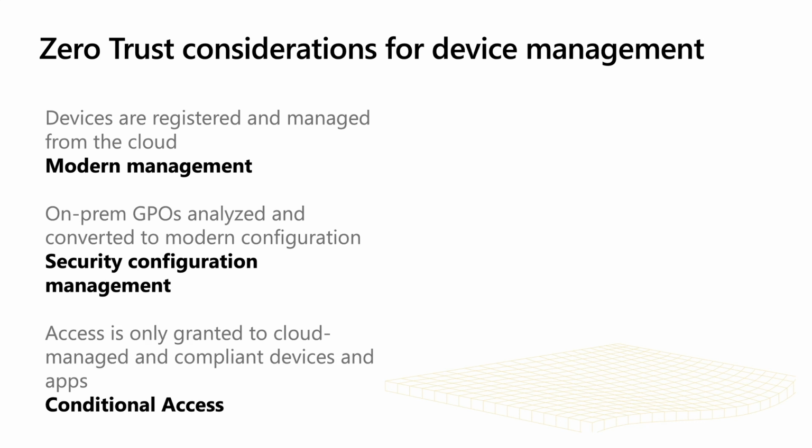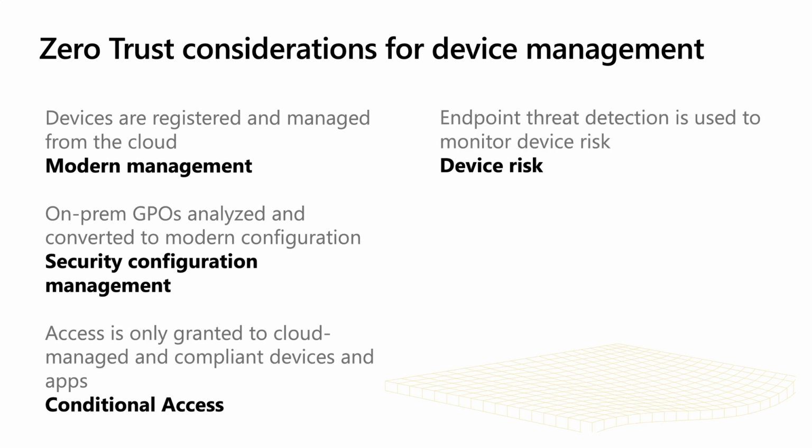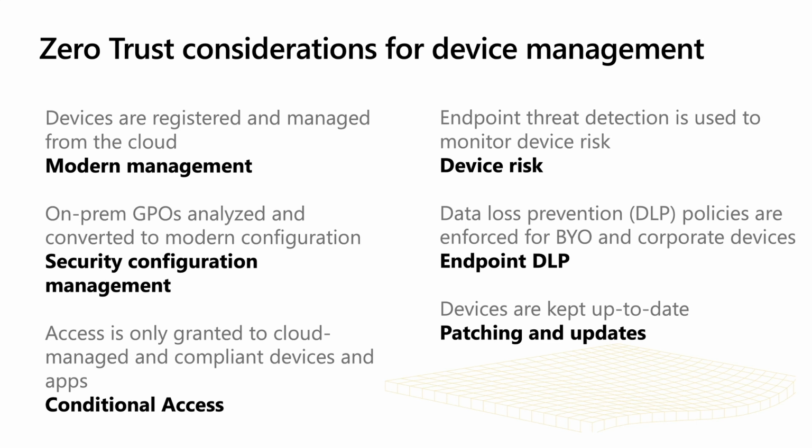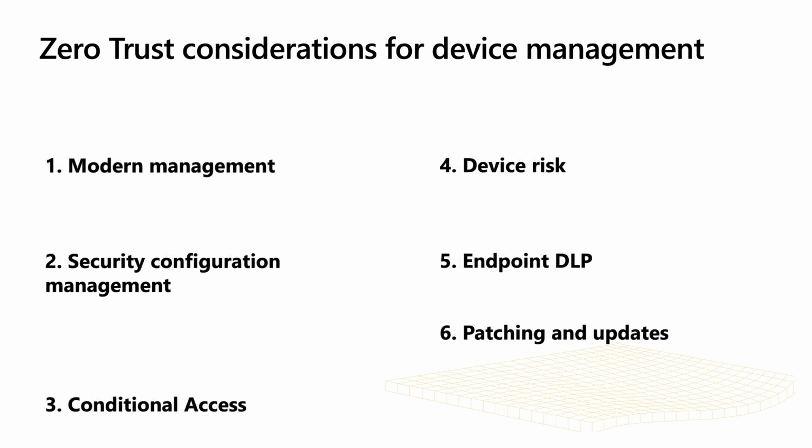The next thing we want to consider is conditional access. Conditional access is where we're only granting access to cloud-managed and compliant devices and apps. The fourth thing is device risk. We want to make sure that any risky device is blocked as part of that conditional access control and never granted access to our corporate data. When data is granted, we want to make sure that it's protected and stored in place, and that it can't be leaked outside of the organization. And then finally, we want to make sure our devices are kept up to date. Patching and updates is super important when devices aren't within that traditional network boundary and being locked down. So our next 6 sections cover all 6 of these points.